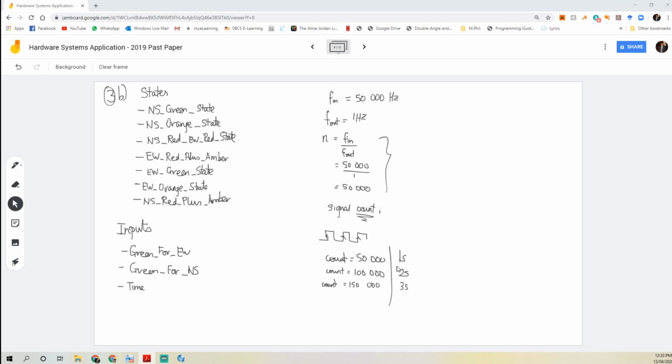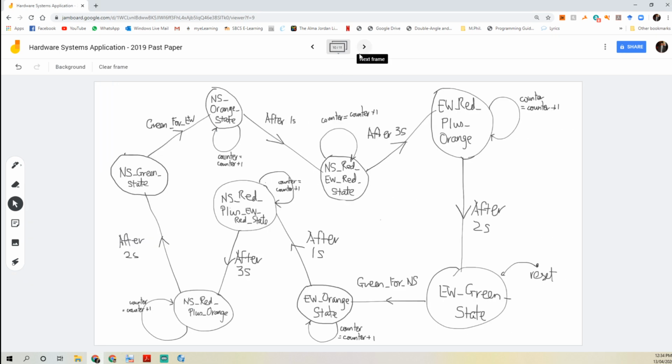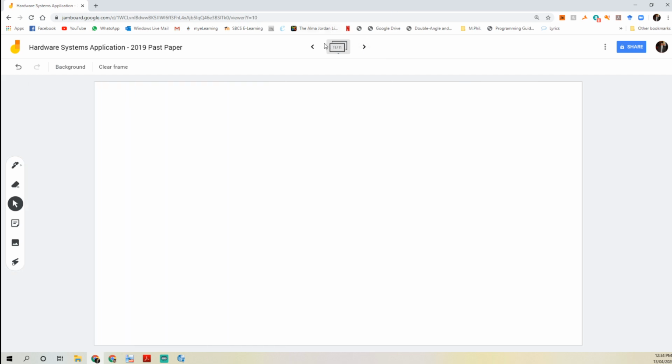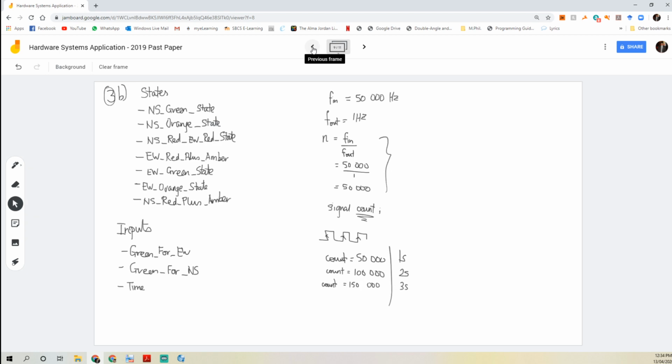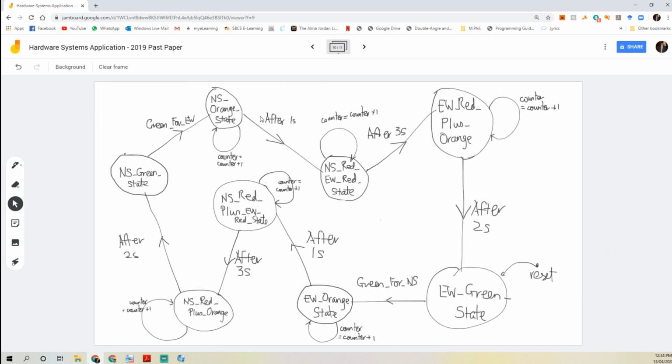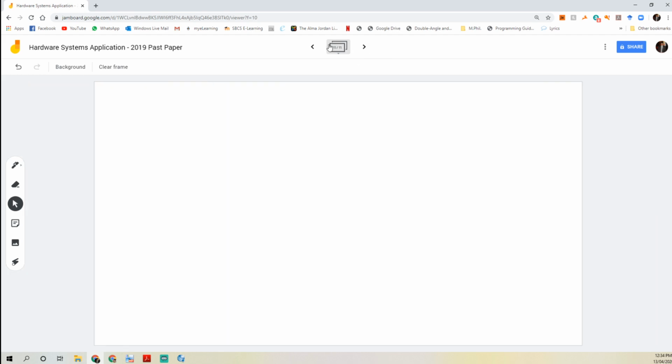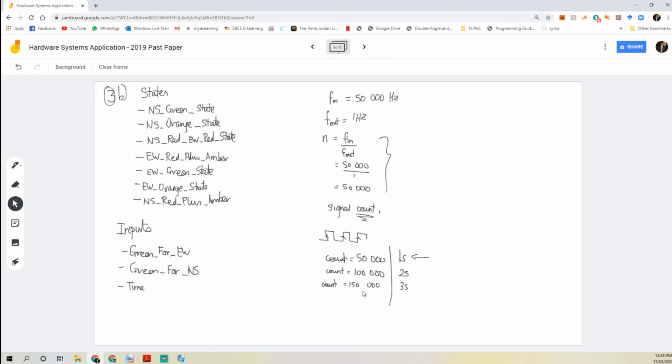Okay, so if we know that we are going to be delaying through these states here for 1 second plus 3 seconds plus 2 seconds, then I could first look at when count is equal to 50,000. That means 1 second has passed, as this 1 second here. The value of count is now 50,000 here. To determine that 3 seconds have passed, another 150,000 clock cycles should have passed for 3 seconds. All right?